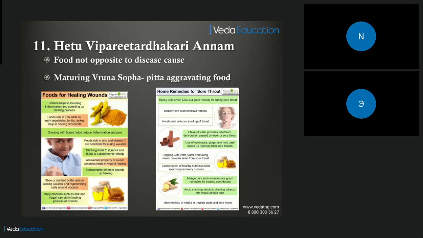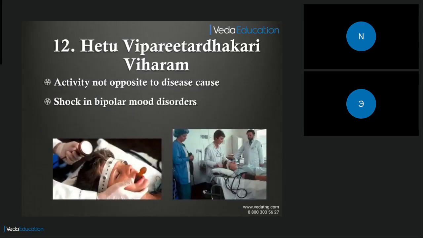Already you have a sore throat, and with the salt water you feel irritated, but you'll get a result also. Yeah. If you have a sore throat, you take salt water for gargling and you feel better, because salt water is also pitta aggravating, but in this special situation, this is beneficial. So now the Hetu Vipiritarthakari Viharam, that is activity, is not opposite to disease cause.